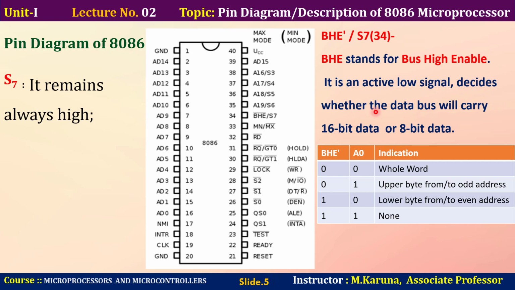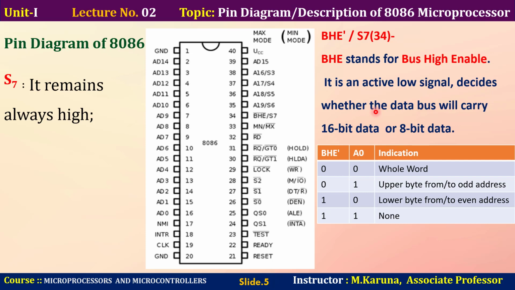Lock signal. This is an active low signal, which indicates to the other processors not to ask the CPU to leave the system bus, meaning lock the bus. It is activated using the lock prefix on any instruction.